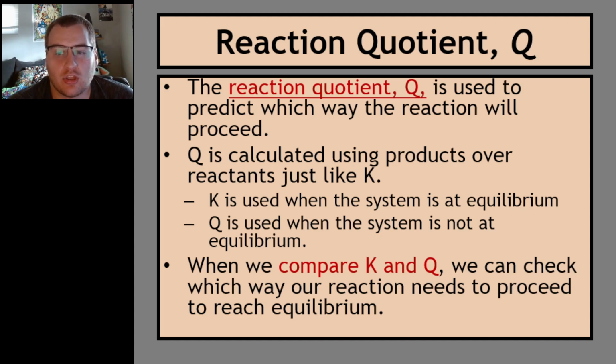We compare Q to K. We can check which way the reaction needs to go to finish. Calculating the reaction quotient is a way to check where your reaction currently is and which way it's going to have to go, left or right, forward or reverse, to get to equilibrium.